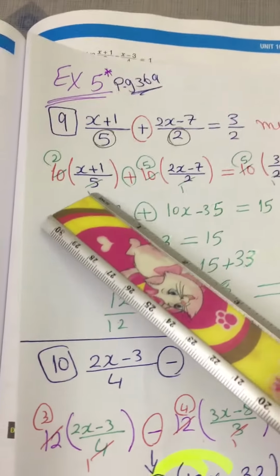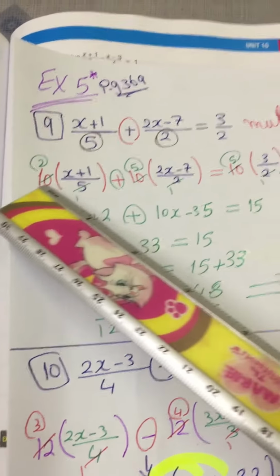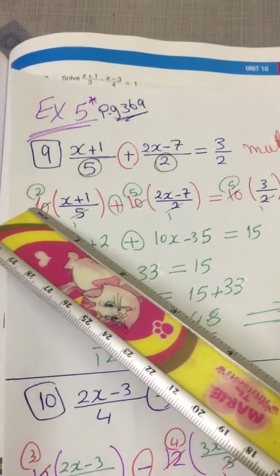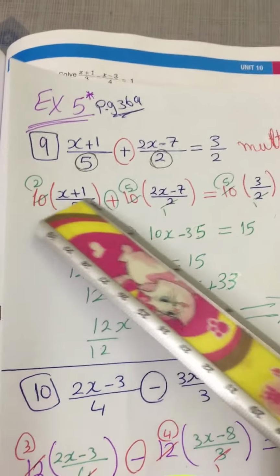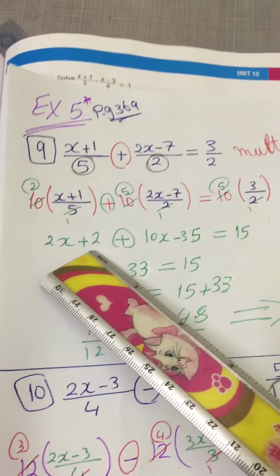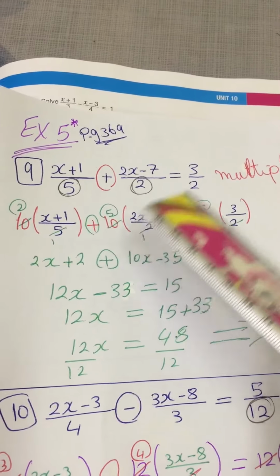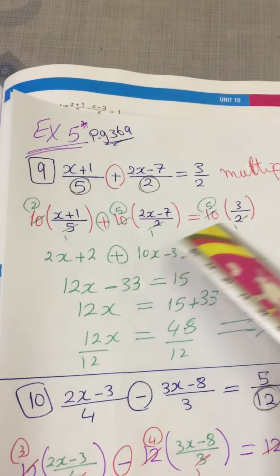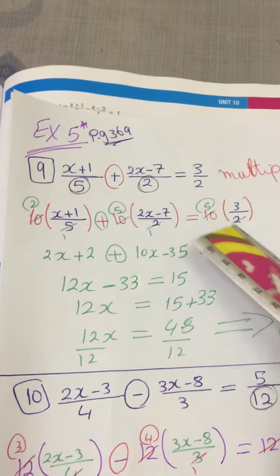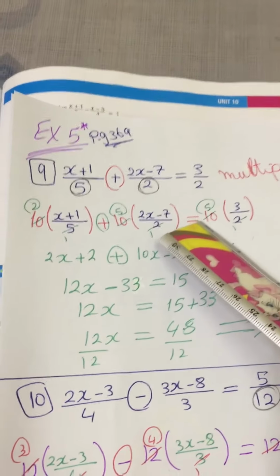Yes, let's simplify. 10 divided by 5 equal 2. So what's left? 2 multiply x plus 1. So 2 times x equal 2x, and 2 times 1 equal 2. And this fraction, 10 divided by 2 equal 5. What's left? 5 outside the brackets containing 2x minus 7. So 5 times 2x equal 10x, and 5 times negative 7 equal negative 35. The right side, 10 divided by 2 equal 5. So what's left? 5 times 3 equal 15.